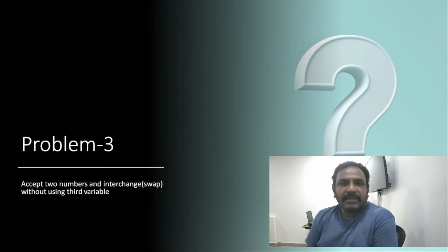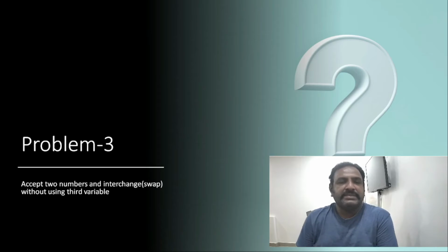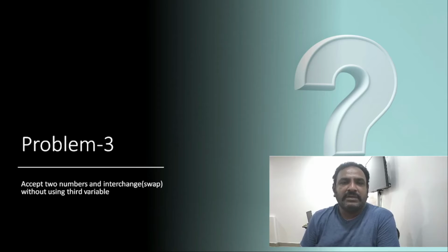So in programming practice and techniques, the next problem, problem number 3, is: accept two numbers and interchange without using a third variable. Always you have to follow this. Whenever a problem comes into the picture, you have to follow the guidelines of an algorithm.